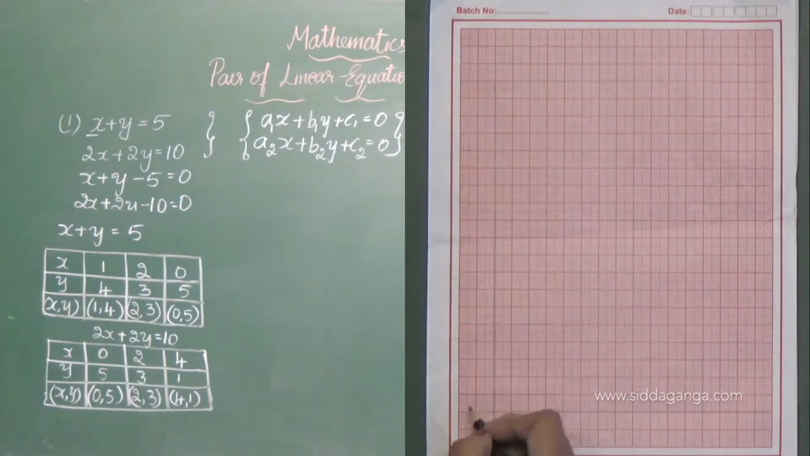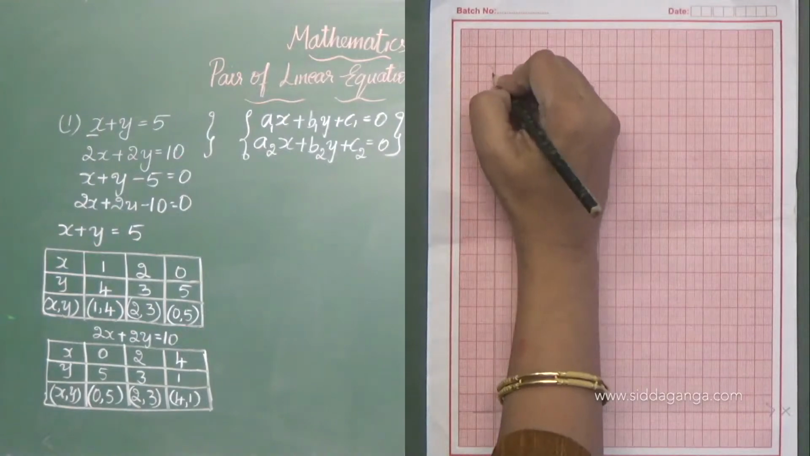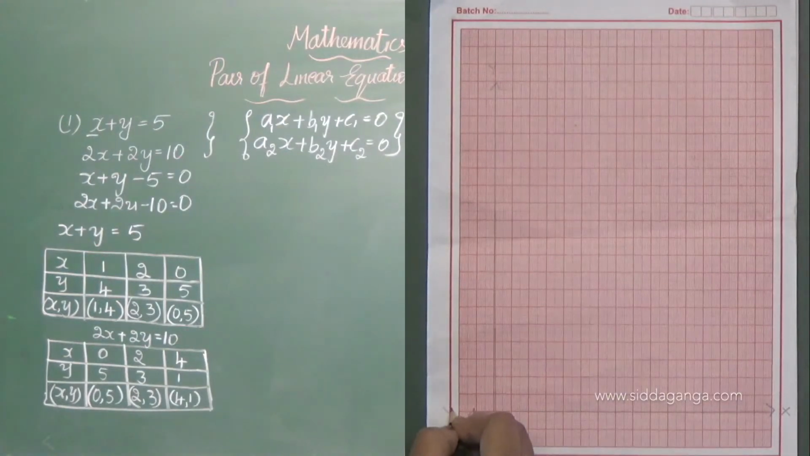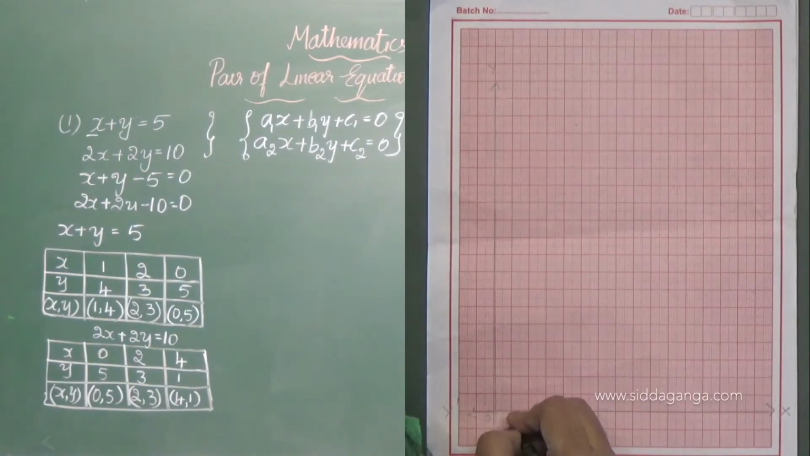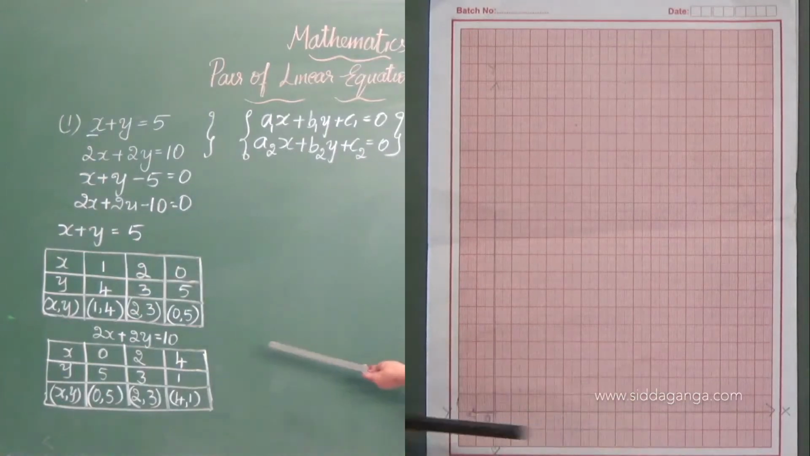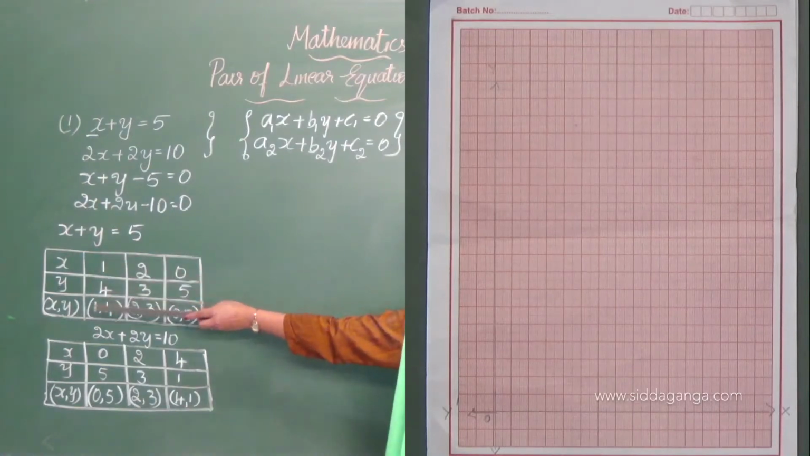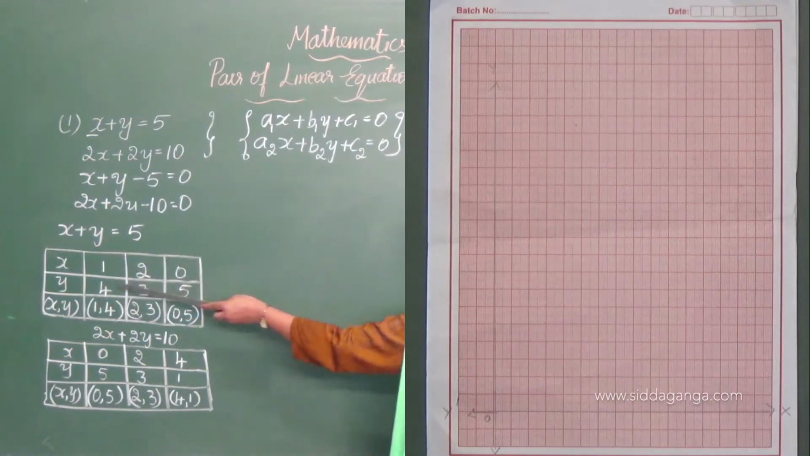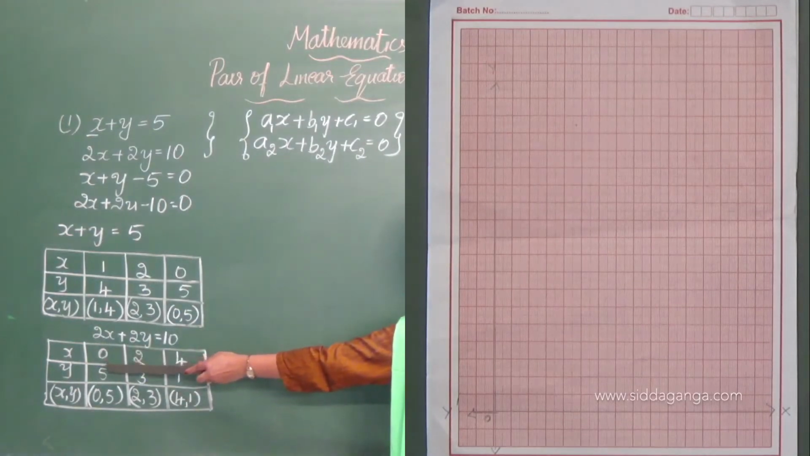So I have drawn the x axis, y axis, y dash and x dash, and the origin is important. I also told you to take the scale. Before that, just see the range here: the least value is 0 and the highest is 5. In this one also it is ranging between 0 to 5.